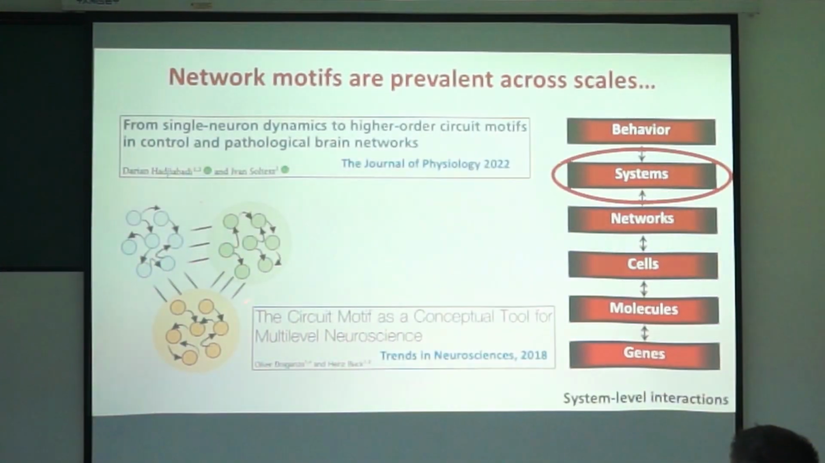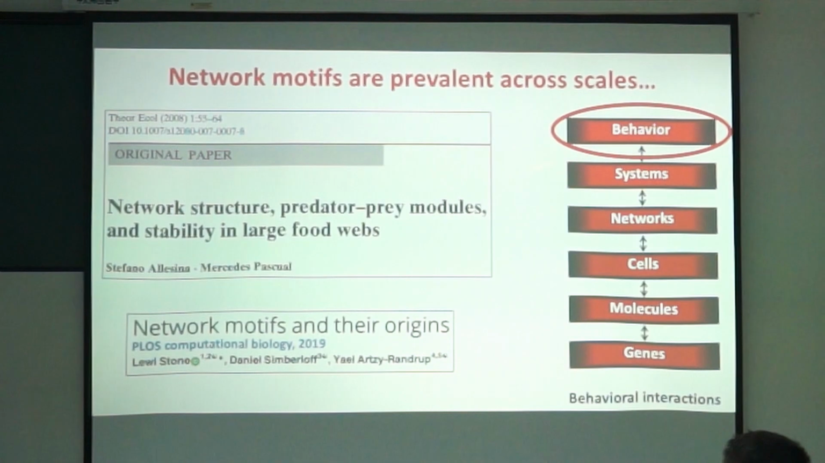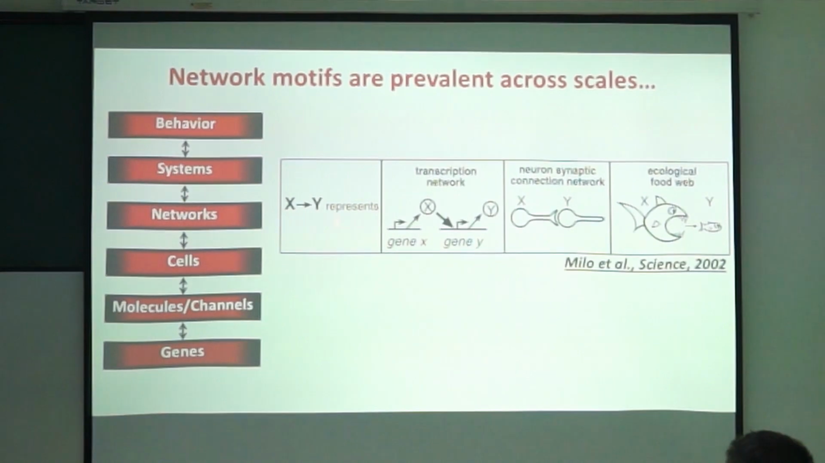You could go to the systems level and you could look for motifs across networks of networks. And at the behavioral level it's even more well studied, where the nodes will be two different animals, and interactions would be predator-prey kinds of interactions, and how exactly they affect the ecosystem and other things have been very well tested. Right? So you have these kinds of connectivity where X to Y represents either transcriptional network connectivity, neuronal network connectivity, or ecological food web.